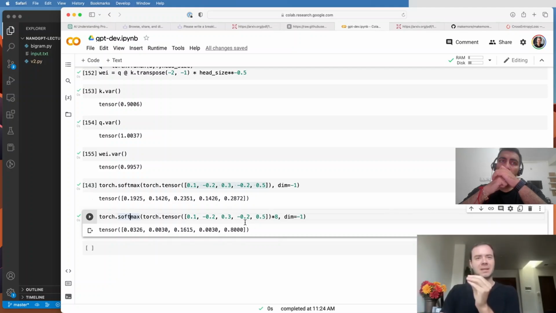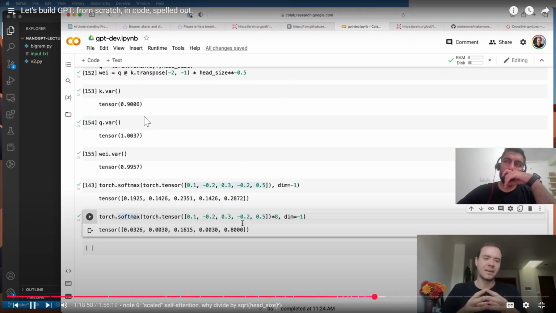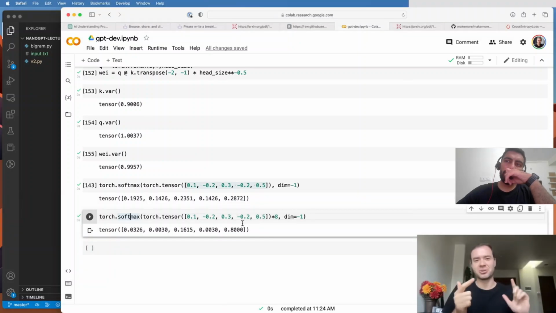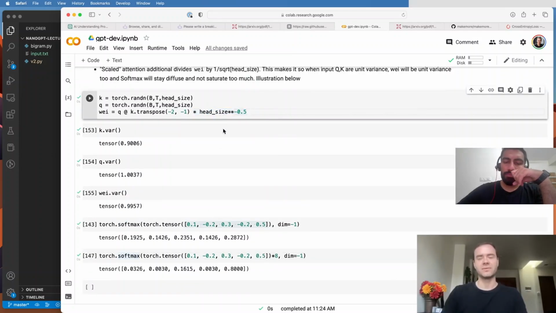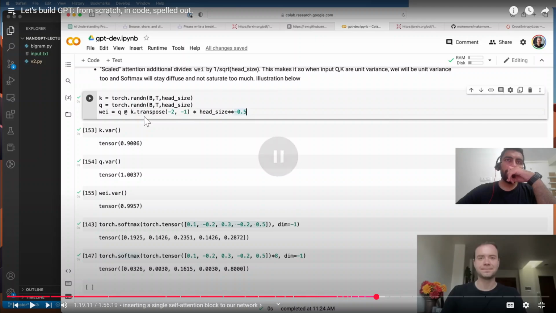So basically, we don't want these values to be too extreme, especially at initialization. Otherwise, softmax will be way too peaky, and you're basically aggregating information from a single node. Every node just aggregates information from a single other node. That's not what we want, especially at initialization. And so the scaling is used just to control the variance at initialization.